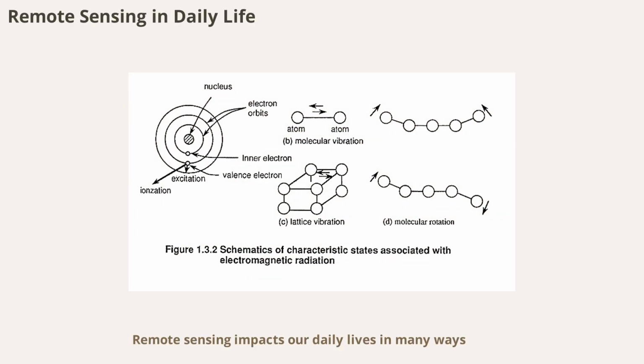Remote sensing impacts our daily lives in many ways, from weather forecasts and disaster alerts to navigation and resource management. Satellite imagery helps farmers optimize crop yields, urban planners design smarter cities, and emergency responders assess damage after natural disasters. As remote sensing technology becomes more accessible, its benefits will continue to expand, making our world safer, more efficient, and better understood.